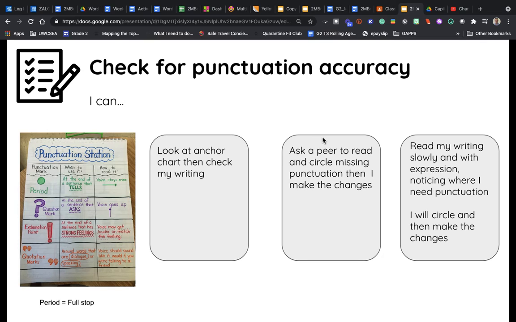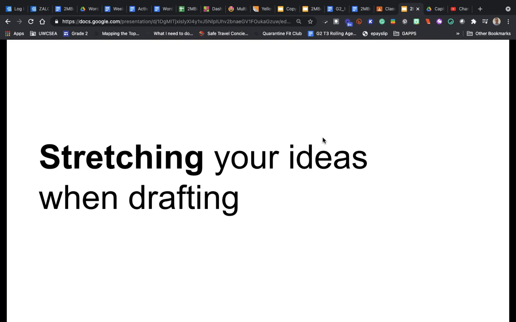So you could, again, look at the anchor chart. You could ask a peer to read and circle some missing punctuation, and then you can go back and make the changes. The last tip for this one is to read your writing slowly with expression and notice where that punctuation might fit. If it sounds like a question, is there a question mark there? You might need to put one in as you read. So just put a circle around things and make the changes as you go when you're reading slowly through your writing. And those are your tips today for punctuation.